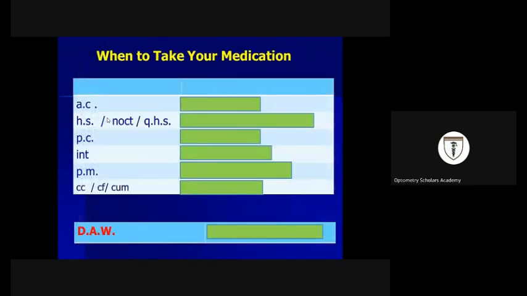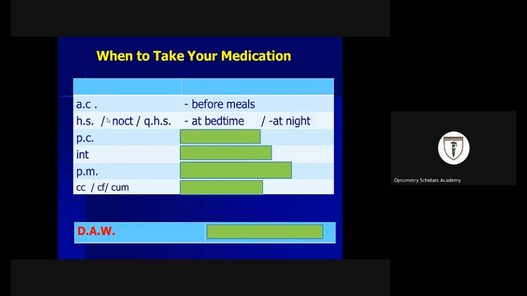So AC means ante cibum, which means before meals. HS, QHS: HS means at night, NOCT means at night, and QHS means every night. The Q is every day. So either at bedtime or at night.